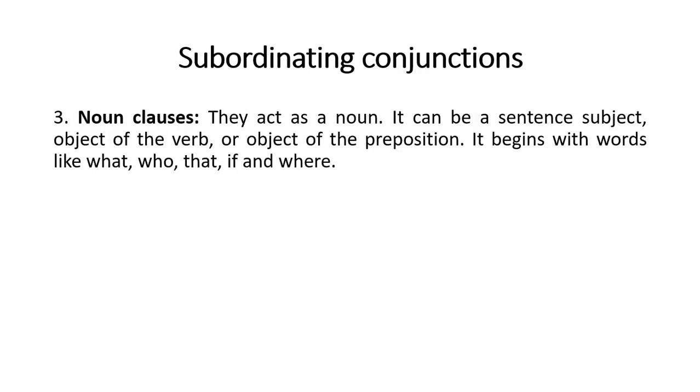And the last type of subordinating conjunctions, or we have noun clauses. So they act as a noun. It can be sentence, subject, object of the verb, or object of the preposition. It begins with words like what, who, that, if, and where. So here, although the title is about subordinating conjunctions, here we are talking about clauses that have such subordinating conjunctions, which may function as adverbials.